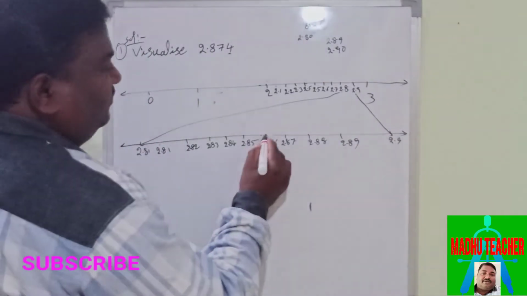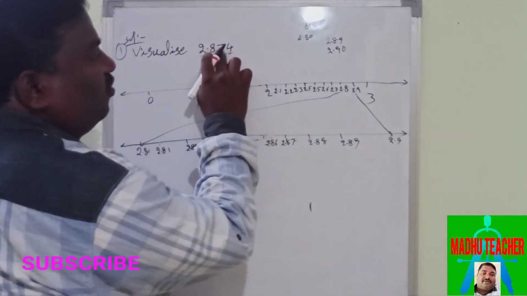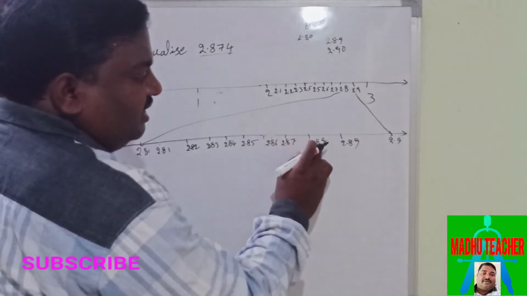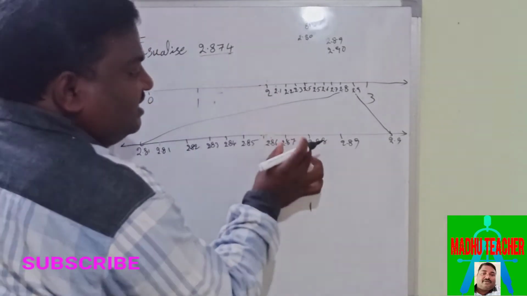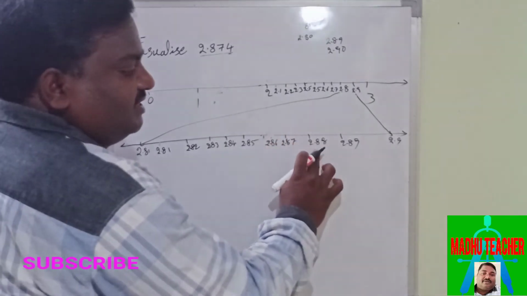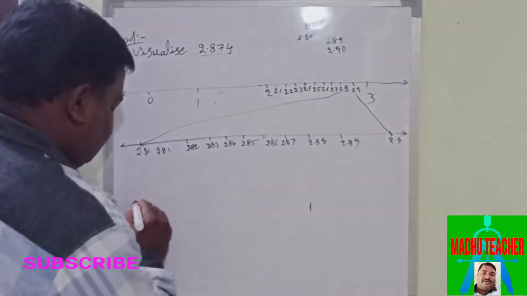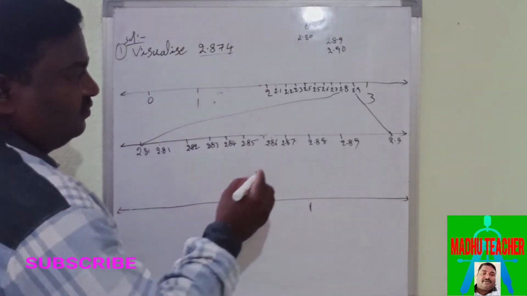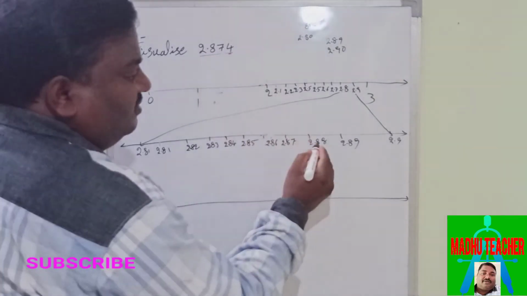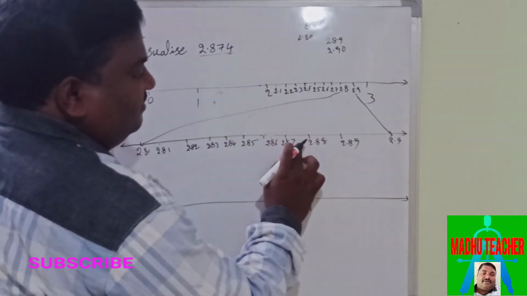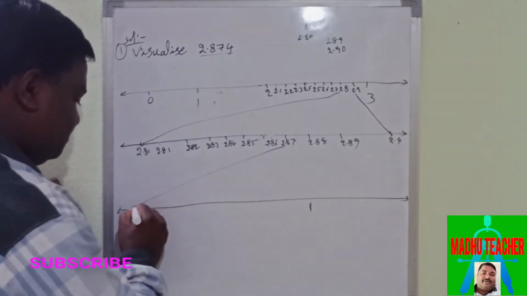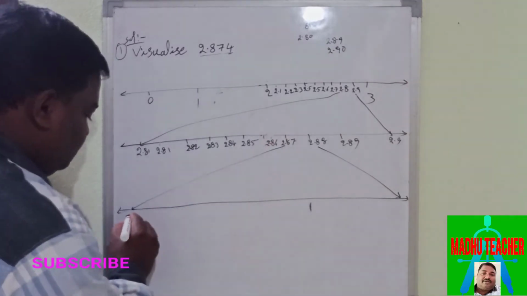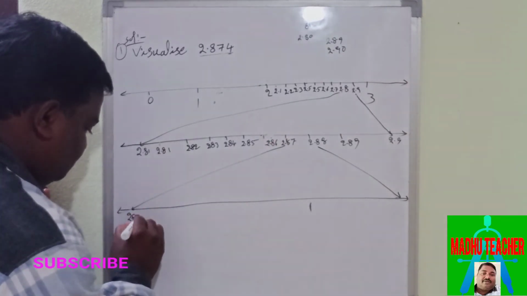So here again our number is 2.874. Here we have 87 and 88. This number lies slightly between 2.87 and 2.88. So let us see that number. 2.87 lies before 2.88. So here this is 2.87 and this is 2.88.